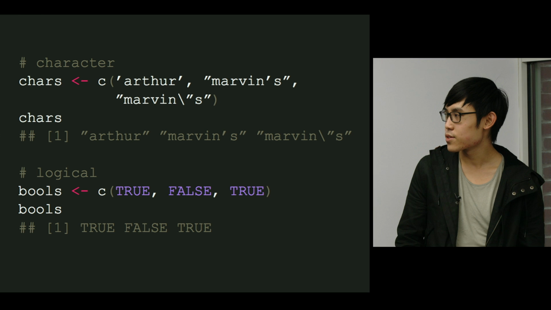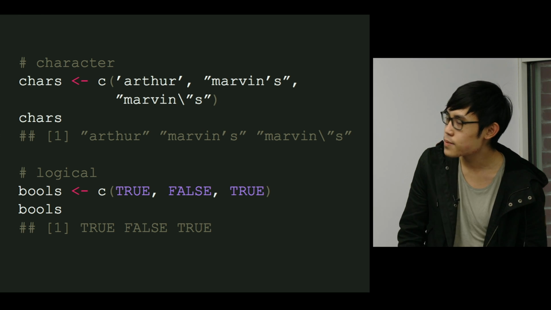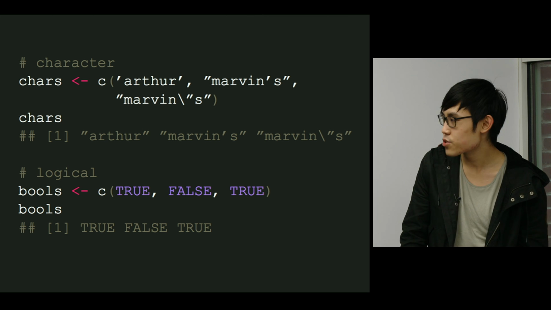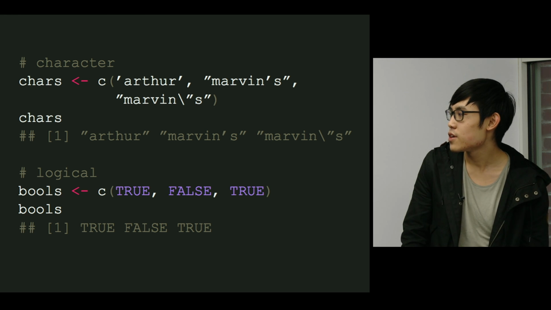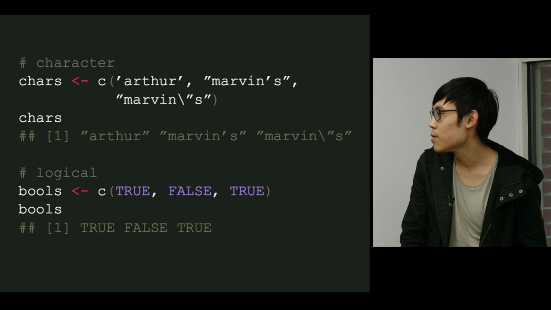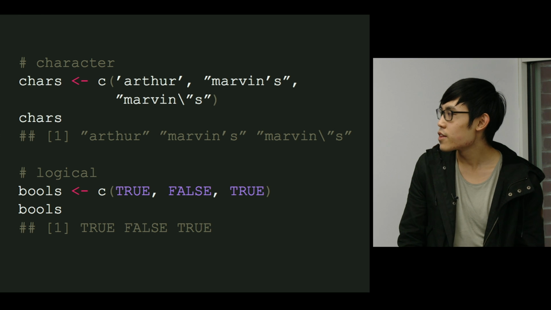So here is a character vector. Again, I'm concatenating 3 strings this time. Notice that double strings and single strings are the same in R. So I have Arthur and Marvin's, and when I'm printing it out, all of them are going to show double strings.